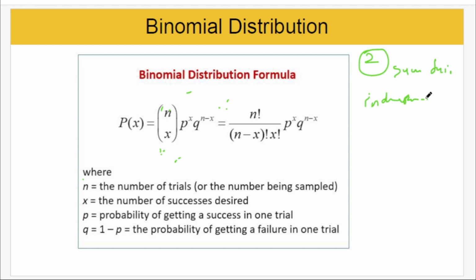Like tossing a coin 200 times, if I get head in the first toss, I don't know what I will get in the second toss. Correct? With probability 1 by 2 it will get head, with 1 by 2 it will get tail. In that case only you can use the binomial distribution. These two conditions should be satisfied. Where can you use this? You can use it anywhere where you can define these conditions.